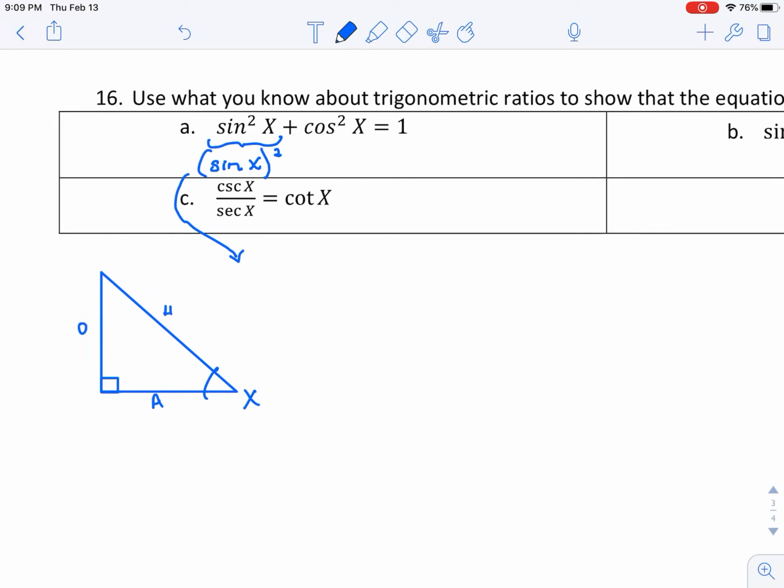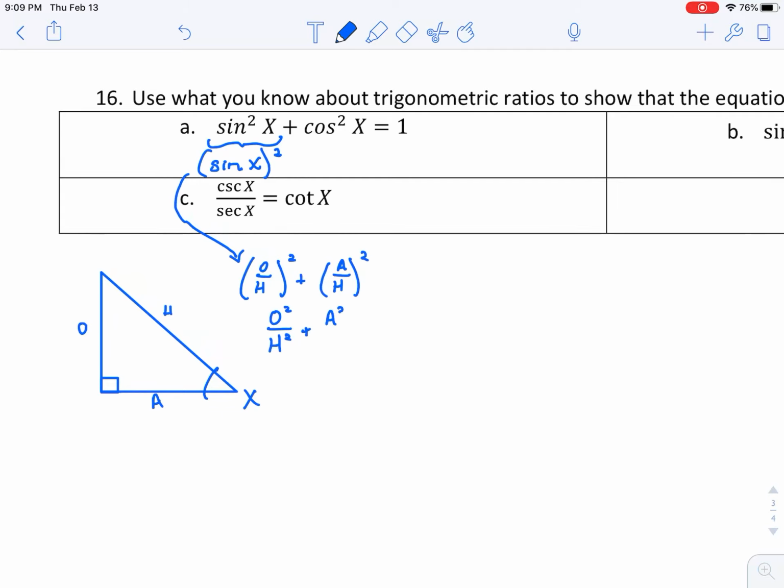Which means, since I know sine is opposite over hypotenuse, I am saying I have an opposite over a hypotenuse, and it's being squared. So maybe 3 over 5 or 8 over 17, just two numbers that are being squared. Likewise, cosine squared would be the adjacent leg over the hypotenuse that's being squared. And when you square fractions, you're squaring the top and the bottom.